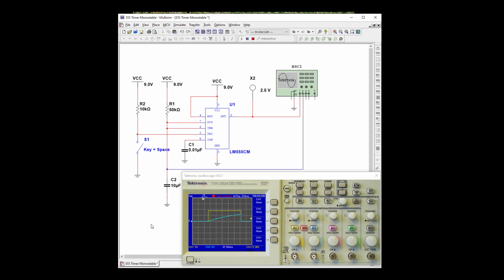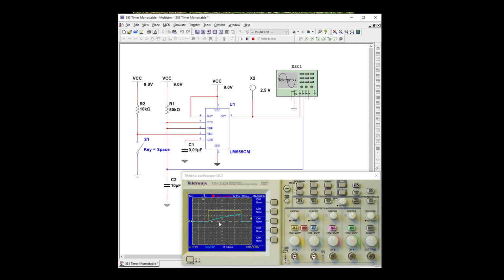So what we have here is our output pulse, which is based on these two components, and we could calculate what that should be. The blue here is the charge pattern of our capacitor. It's a standard charge wave, and it's about 2/3 of our total, which is correct.